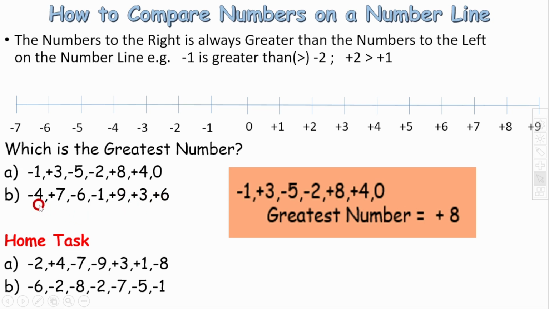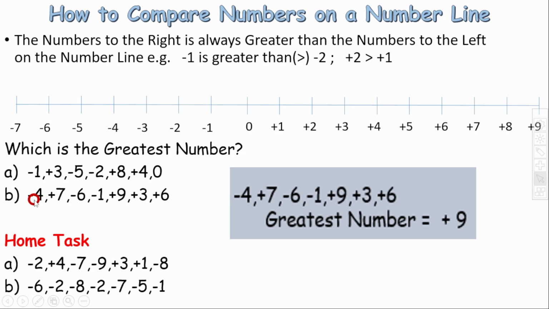Now let's do the second question. Minus 4, plus 7, minus 6, minus 1, plus 9, plus 3 and plus 6. First of all, you can try as much as possible to arrange these numbers from the smallest to the biggest so that you'll be able to know which is the largest number. And from this series of numbers, you'll be able to see that 9 is the largest number because it is the number that is farthest to the right hand side. So it is the greatest number.